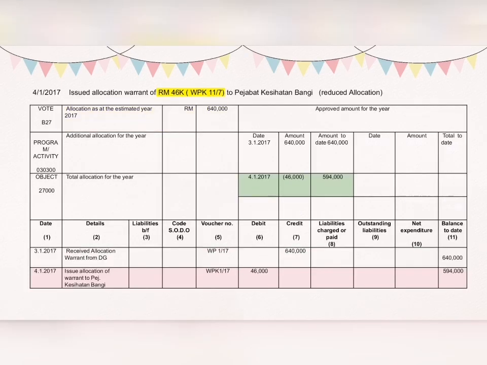Second transaction is an allocation warrant of 46,000 ringgit issued to Pejabat Kesihatan Bangi, which means that this is a reduced allocation. If you remember what I explained earlier, reduced allocation will affect part 2 and part 3 only. So in part 2, we will record the amount as a negative value, and in part 3, we will record the amount under credit column. So now in column 11, the balance to debit is reduced to 594,000. It's because the allocation of 640,000 has been reduced by 46,000.